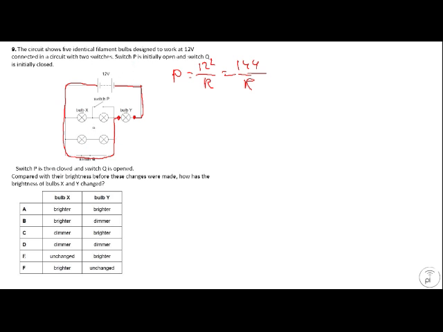Now switch P is then closed and Q is opened. Now the current will go in this way, here and here.